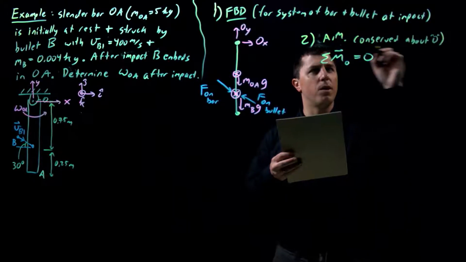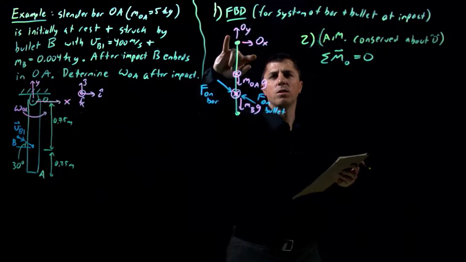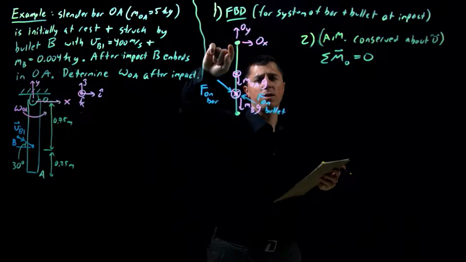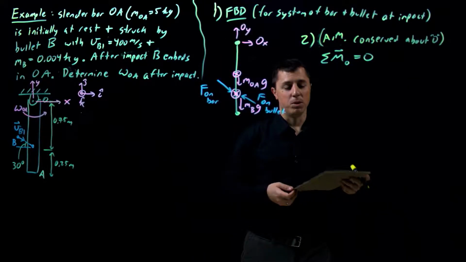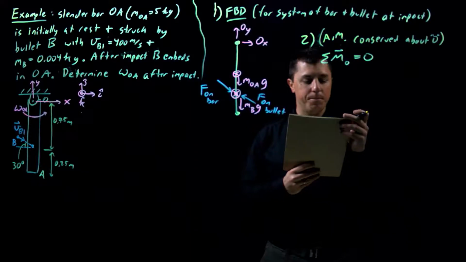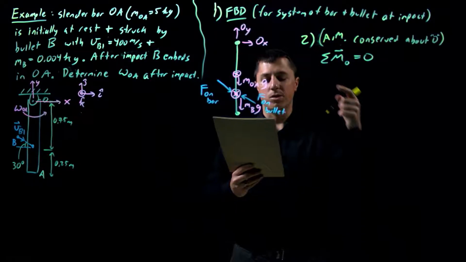If we didn't do it about O, then we need to consider these reaction forces. But their line of action is right through the point. In fact, all of their lines of action pass through O. So we get no moments about O. Okay? Smart choice because of the horizontal reaction force there.